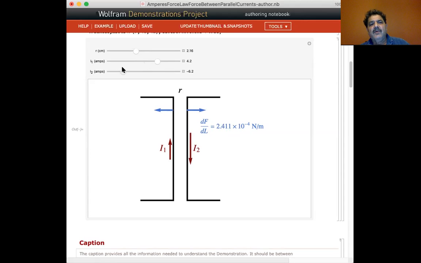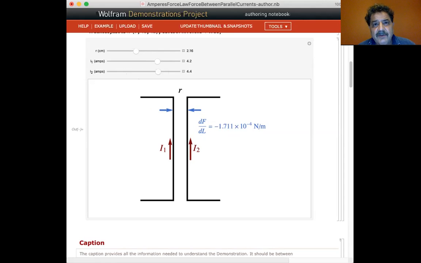That's the main thing I want. That's kind of a quiz question, right? If two conducting wires have current going in the same direction, the force will be towards each other. That would be a typical question. Or I might ask if they're opposite direction, then they repel each other.